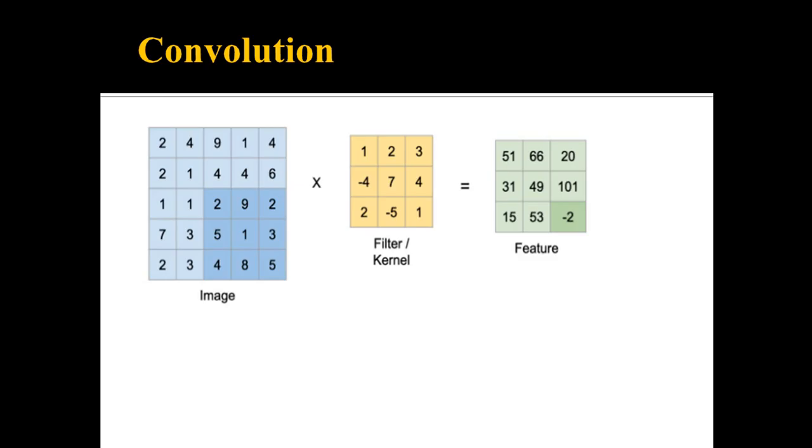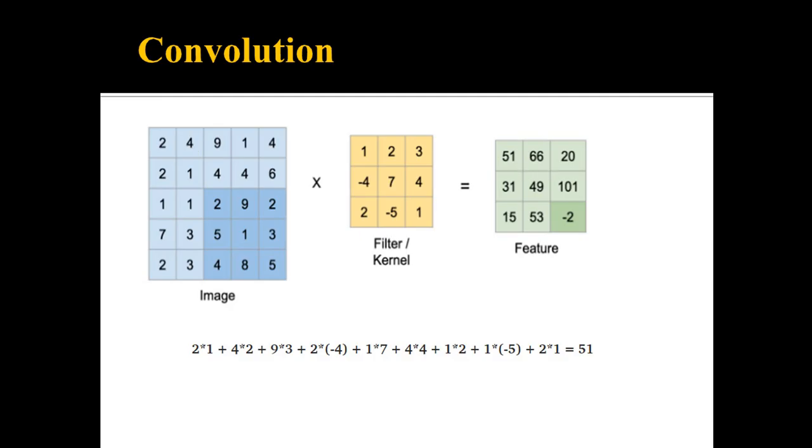Like this, we will multiply 2 into 1, then 4 into 2, plus 9 into 3, then 2 into minus 4, plus 1 into 7, plus 4 into 4, plus 1 into 2, plus 1 into minus 5, and plus 2 into 1. When you multiply these, you will get 51.